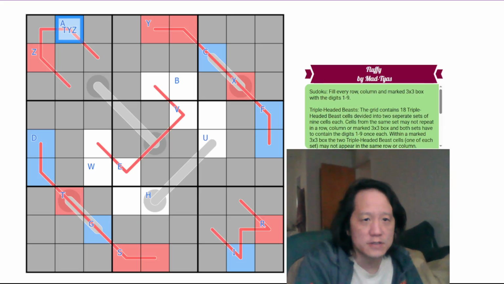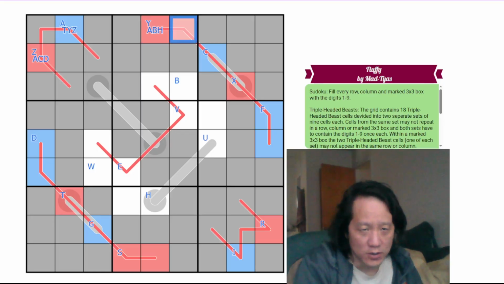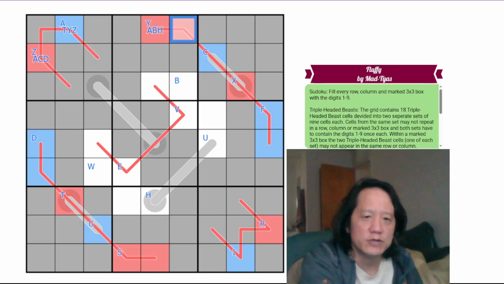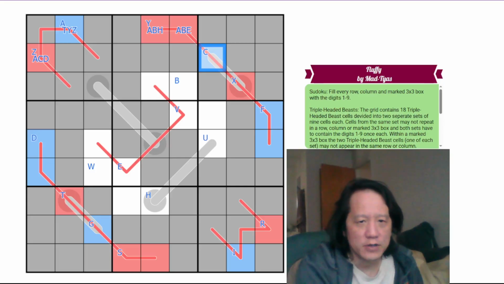So ZYT. Z was C plus A plus D. Y was B plus A plus H here. And if it was here, this was E plus A, because this could have been E or V, and this could have been E or V. So A, E, and B. Here, C was Z, U, and X.